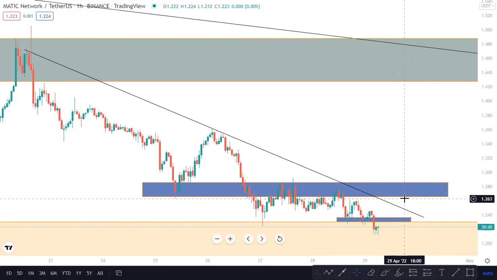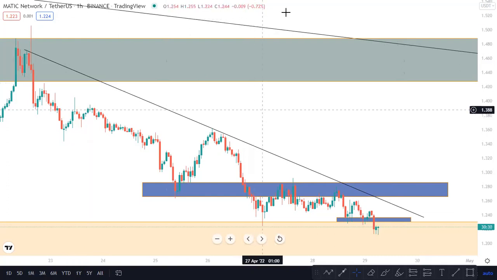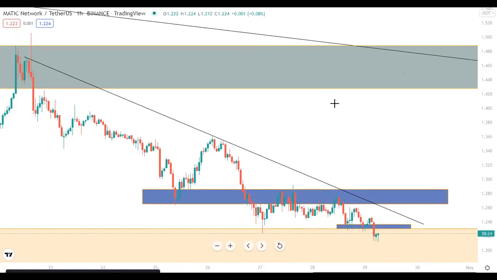So that is what we're looking for on Matic. I've just used trend lines, demand and supply, and key levels. I hope you see in the mentorship how to combine these three. Okay, any questions on Matic before I go into another point? Any questions? Just comment on the chat box.